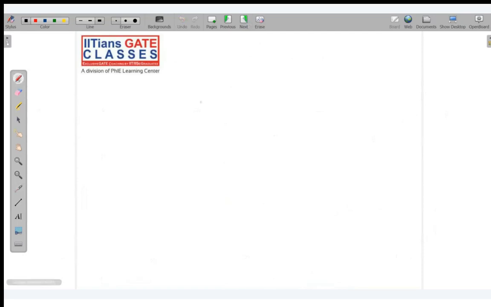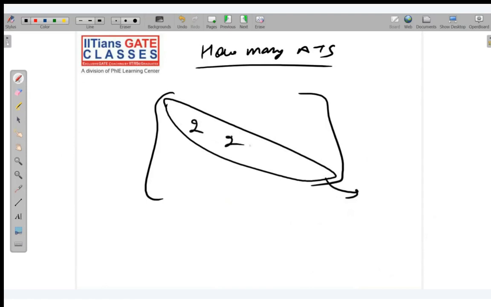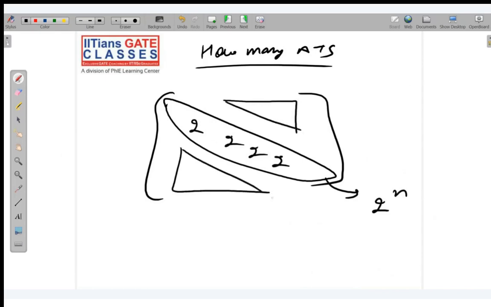Okay, so next is antisymmetric. How many antisymmetric relations? Same scenario, we will make a matrix. For antisymmetric, I have told you self loop will not create problem. So 2 possibilities, so 2 power n. For the upper triangular and lower triangular region, we have to check that out. Like 1 2 is there, so correspondingly 2 1 should be absent, right?